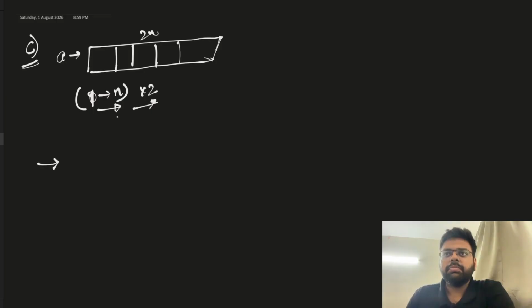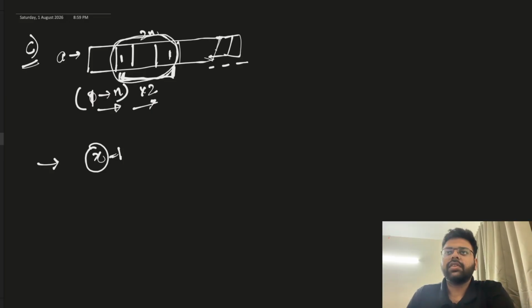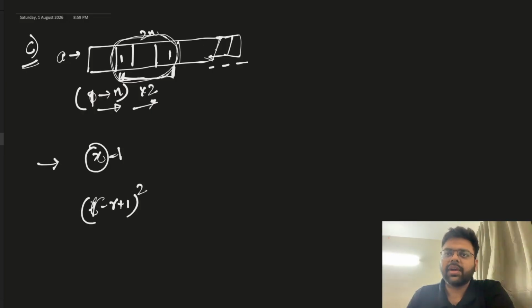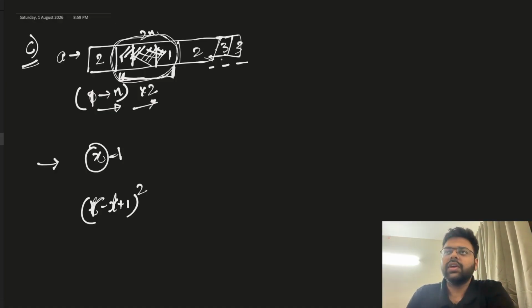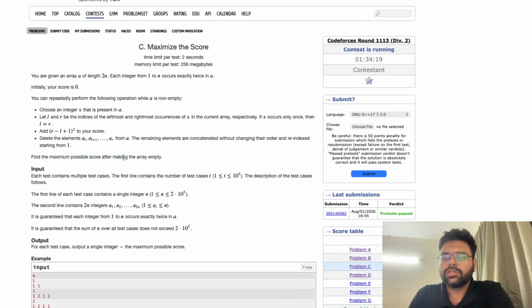Then, if you pick any element x, let's suppose 1 is here and 1 is here, and there are some more elements between them. If I pick x equal to 1, then I would be considering this particular range, and for this range my score would increase by r minus l plus 1, and all those elements in this range would be deleted. Then if the array is 2, 2, 3, 3, I would pick this range and then that range, and my score would add up. This is what the problem statement is saying, and you need to find the maximum possible score.